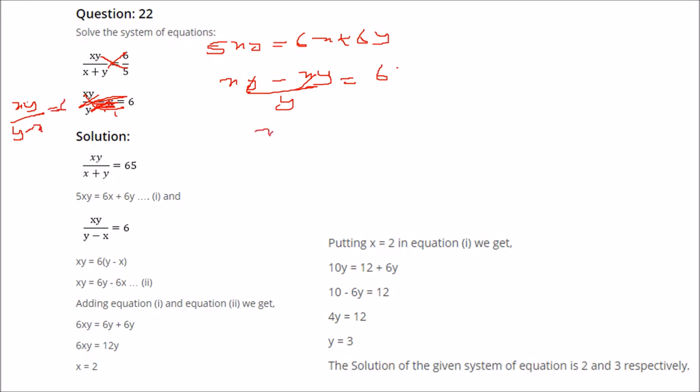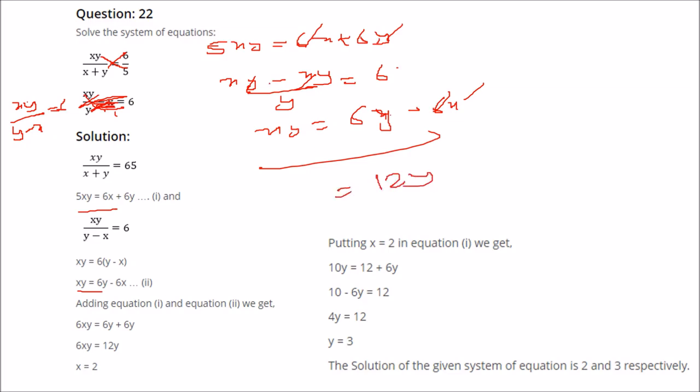What do you get? Xy will be equal to 6y minus 6x. So this is now our second equation. This is first equation, this is second equation. Now what you can do here is, you can just add these two equations. 6x gets cancelled. 6y is 12y, and 5xy plus xy is 6xy. This y gets cancelled, so x will be 12 by 6, so x is 2. Put in any of these equations, either this one or this one, you get y equal to 3.